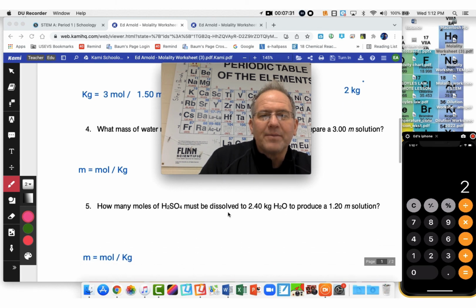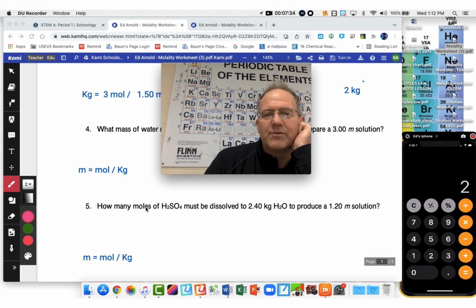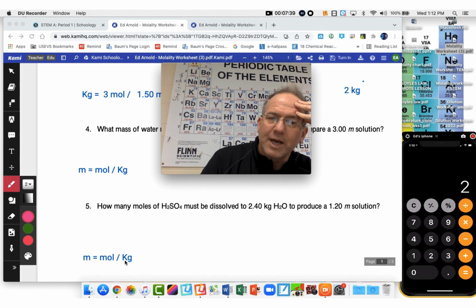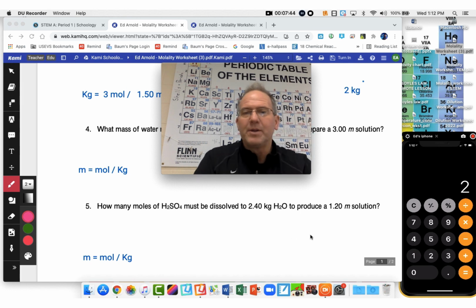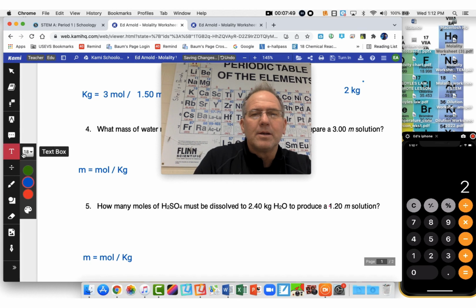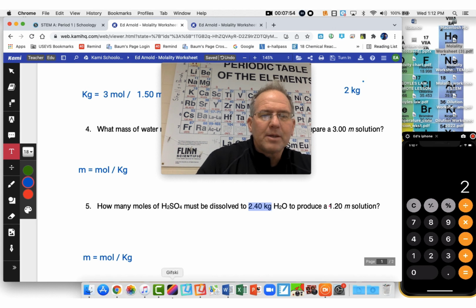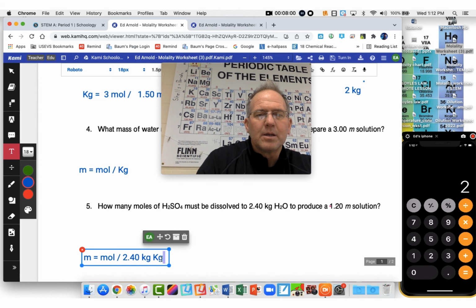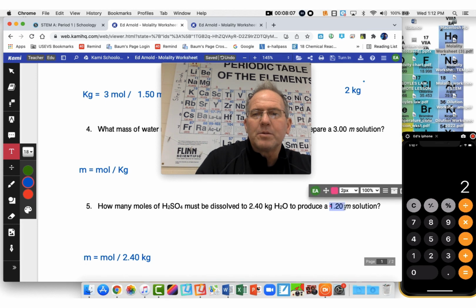All right. Number 5. How many moles? This time we're solving for moles. All right. So how do you solve for moles? It should be set up pretty nice. Moles are on top. We want to get that kg away, remember? So let's put everything in the right spot and see if you can do it. So we have 2.4 kilograms of water. Copy, paste, and 1.2 little m.